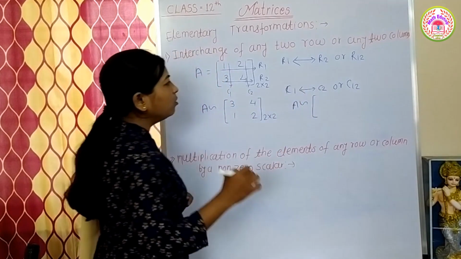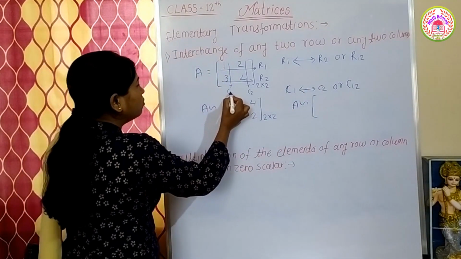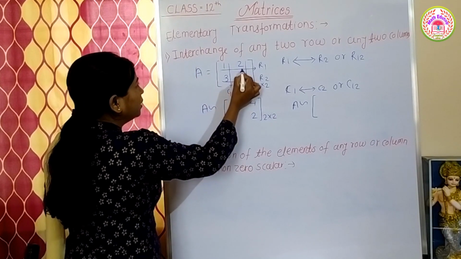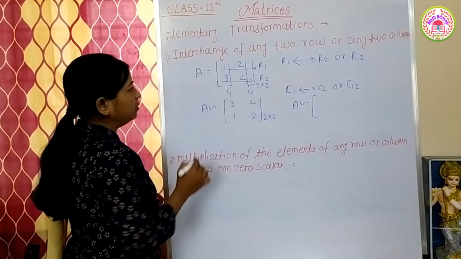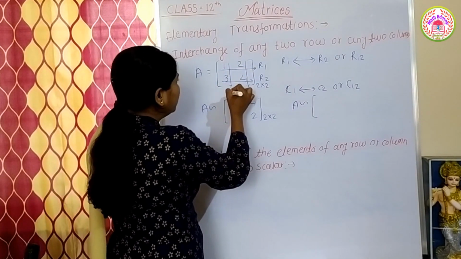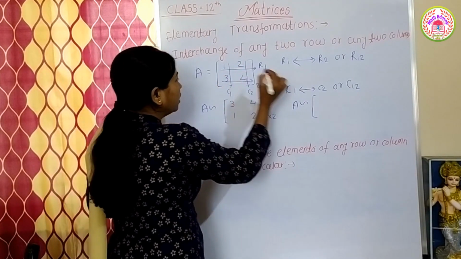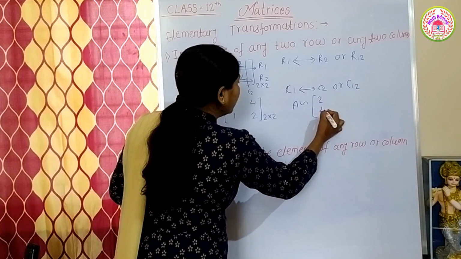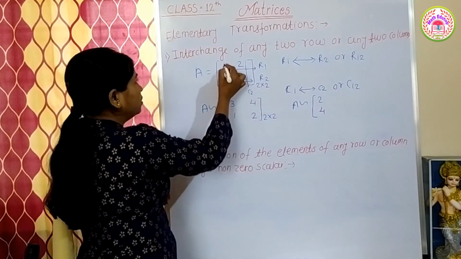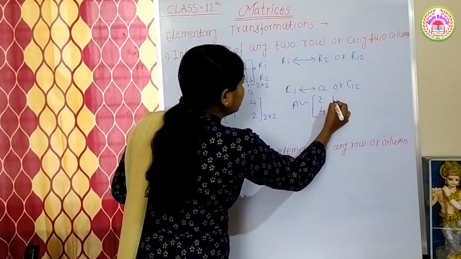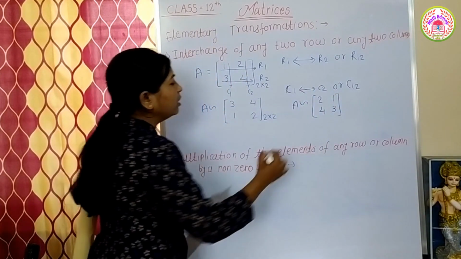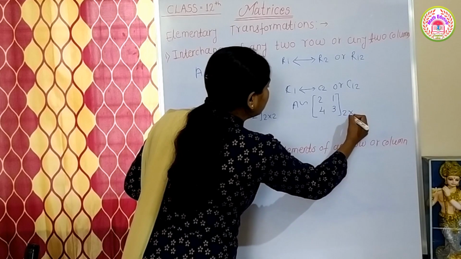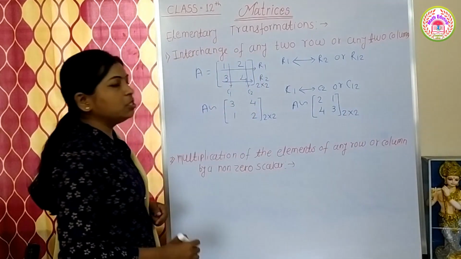After doing this column operation, this C1 column ki jagah kaun si limit aayegi? C2 column ki. And this C2 column ki jagah C1 column ki limit aayegi. Theek hai? To C1 column ki limit kya hai? 1, 3. Uski jagah kya hoga? 2, 4. Next, C2 column ki limit kya hai? 2, 5. Uski jagah kya hai? 1, 3. Means C1 is changed by C2 and C2 is changed by C1, and again we get this is of order 2 by 2, the new matrix.